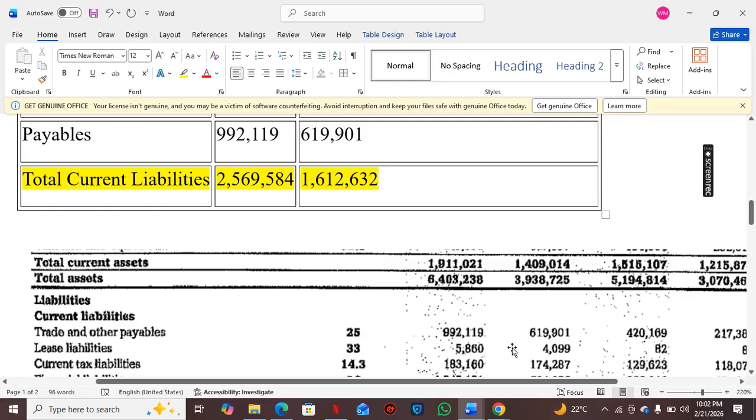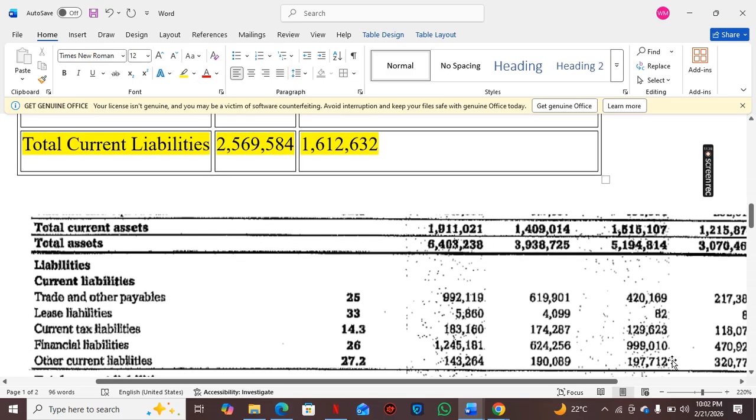When you're leasing property or equipment, the lease liabilities increased also, from 4,000 to 5,000. Tax liabilities also increased. Even financial liabilities increased. The only thing that decreases is these other current liabilities.